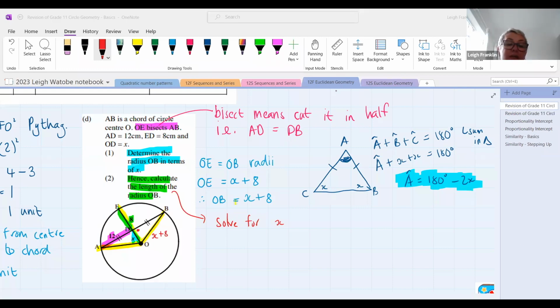Okay, if they've told us that AD equals DB, what does it mean about the angle with the red dot? This angle over here.